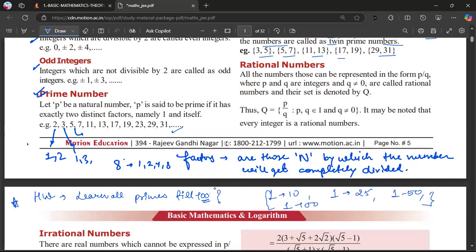Please take a snapshot of this. Done? One minute, sir.